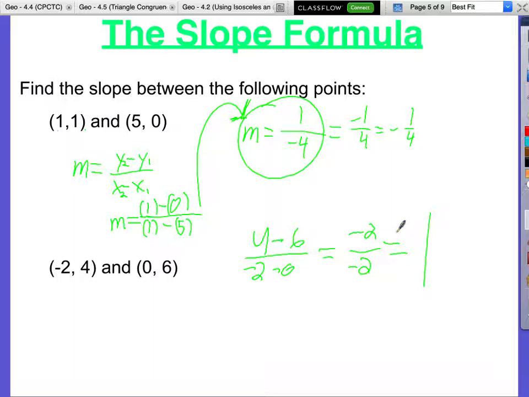Very good. Hey, Betsy, did you do the same order that Graydon did? No, I didn't. Did you get the same answer? Yeah. So you can do a different order and still get the same answer. So you could have put 6 minus 4 and 0 minus a negative 2, and you would have gotten 1 as well.